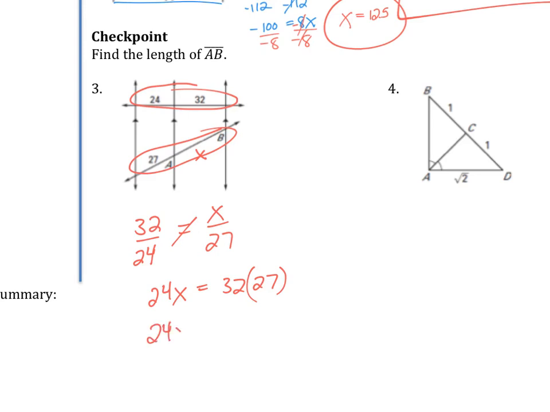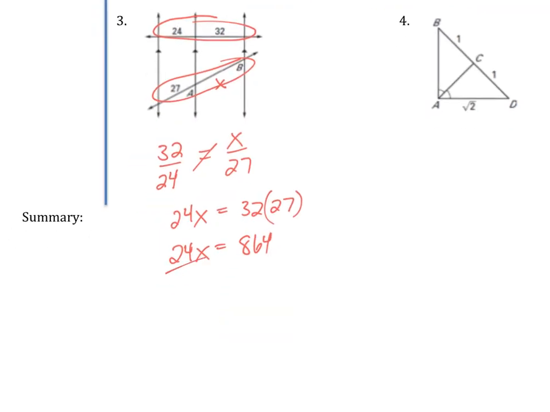So 24x equals 32 times 27, which is 864. And then divide by 24. X equals 864 divided by 24, which is 36. So A to B is 36.